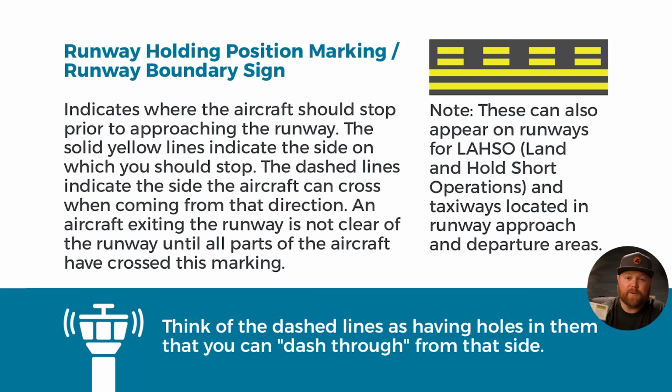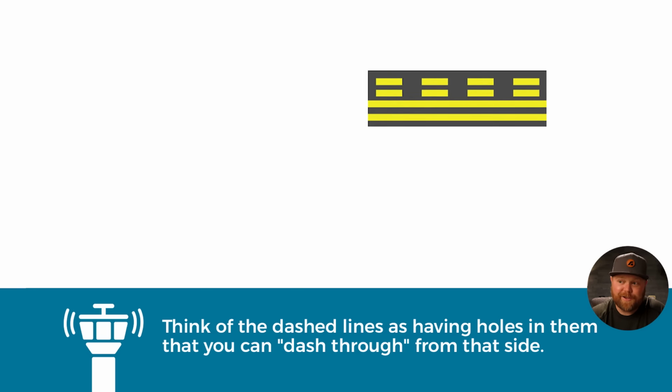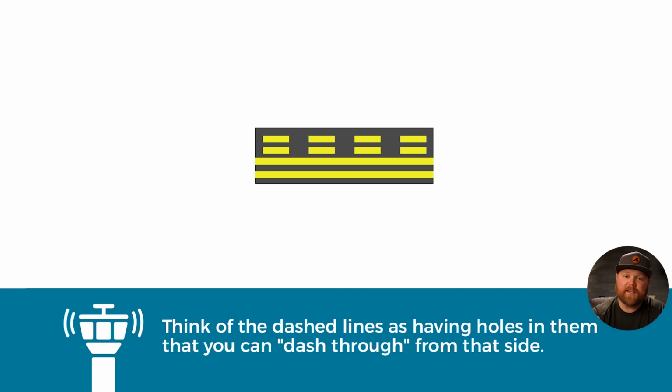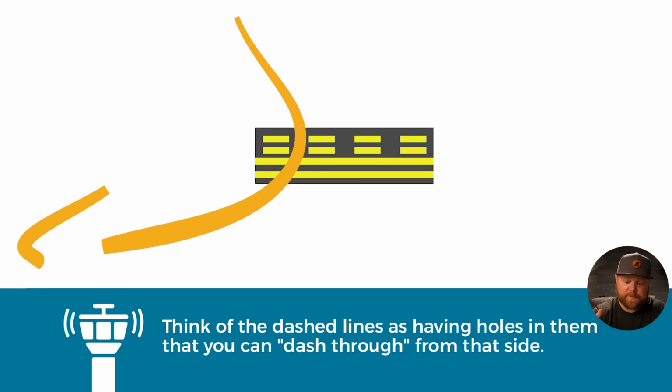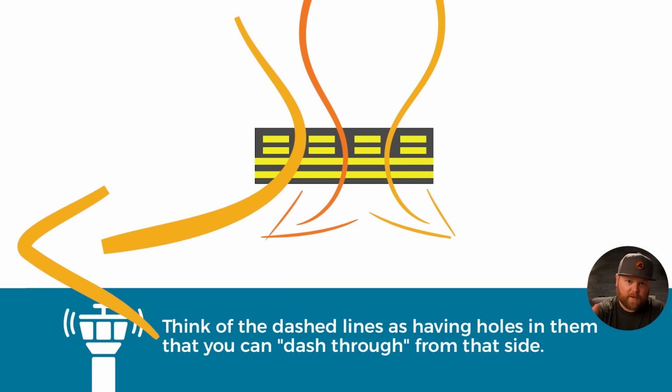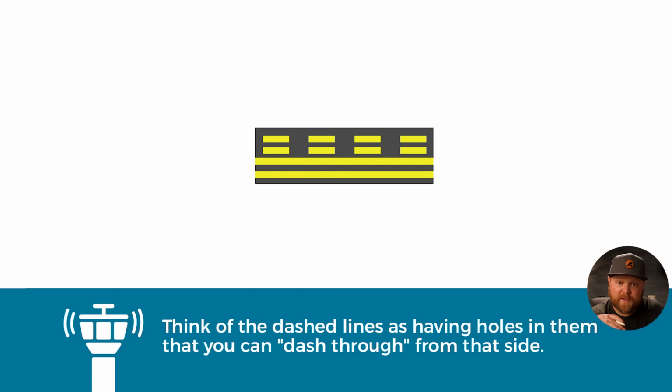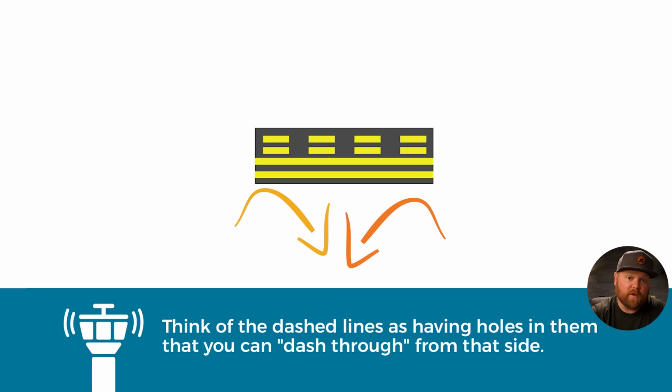One feature that I tried really hard to put into these flashcards is what I call a tip from the tower. So it's just a helpful way to remember certain things. Like on this one, to remember what side of the hold short line you need to be holding on, I like to think about the dashed lines as something you can dash through. So if you are on that side, you're coming off the runway, those lines are porous. They have gaps in them. So if you're coming from that side, you can just go right through them. But if you're on the side with the solid lines, that's the side you have to hold short of. You can't cross those until you have permission to do so.